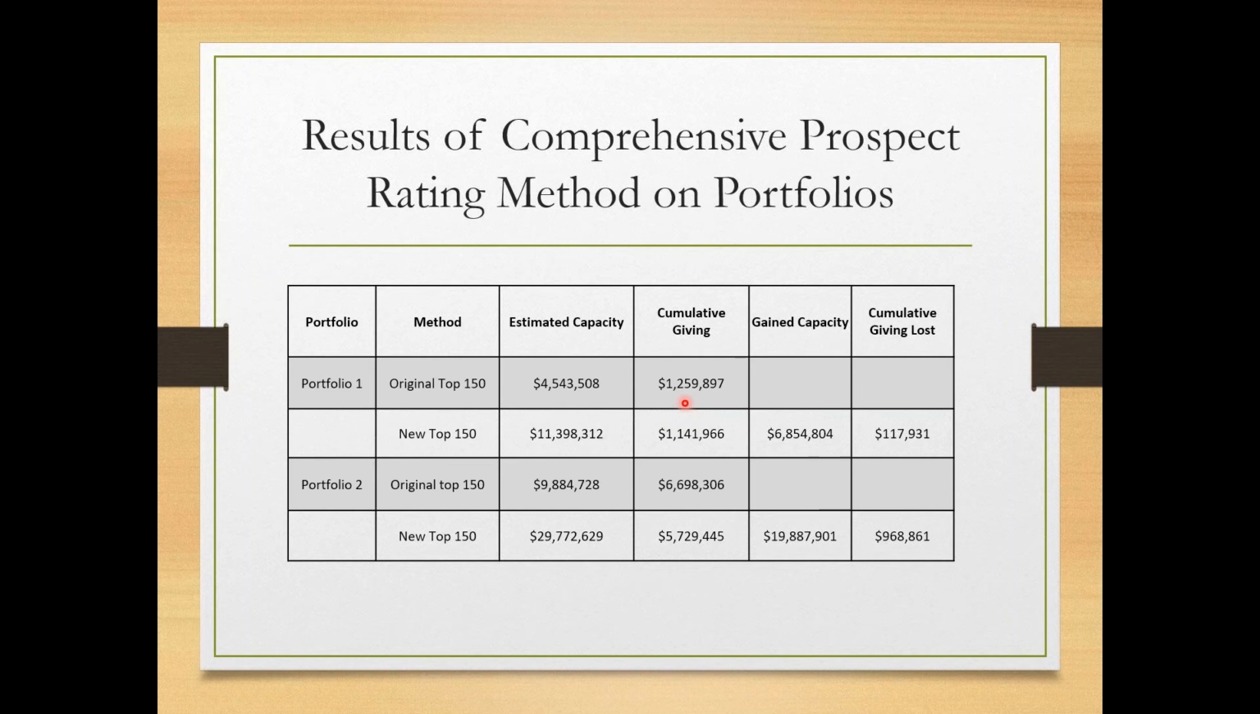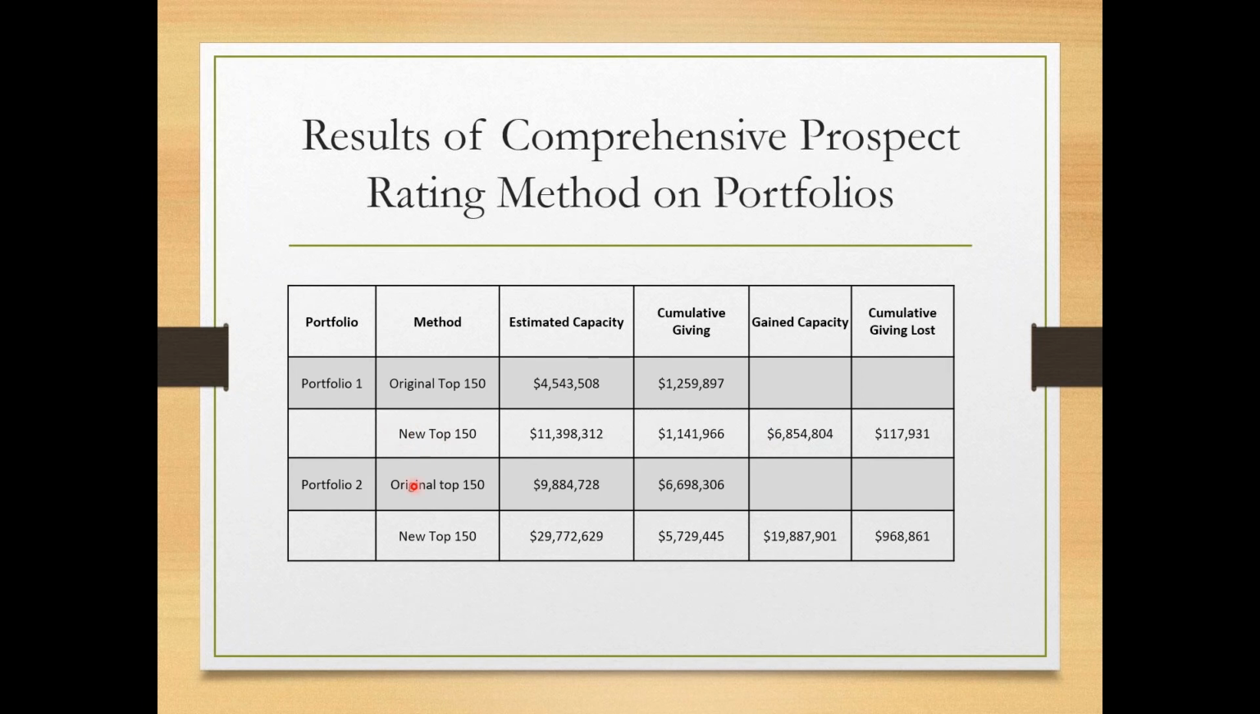Well, once I replaced some of those E givers with E givers who had an A capacity, the portfolio of my top 150 shot up to 11,400,000, and I only lost $117,000 in overall giving, but I gained in capacity over $6.8 million. So there's a lot more upside in that new top 150 just by looking at their inclination versus their capacity.